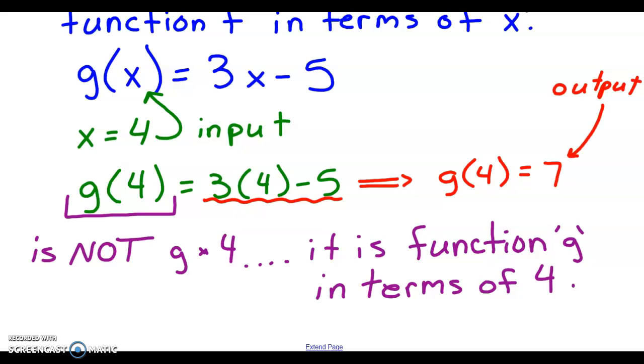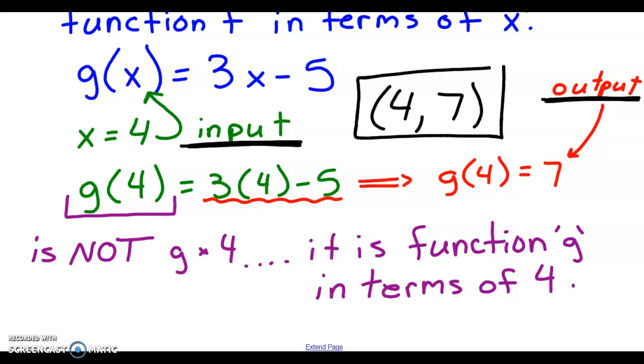That's that input-output conversation. So the input is what you're plugging in, like we said, and the output is what the result is from plugging in that 4. Okay? So then this is basically giving you your ordered pair again. So we plugged in 4 for X, and we got 7 as that output for the Y. Even though there is no Y, the Y represents your output. It's the result of plugging in X.